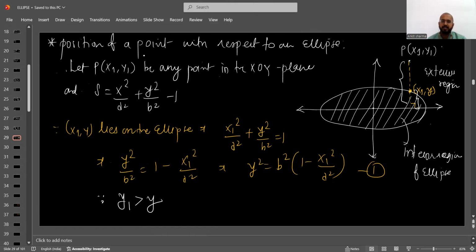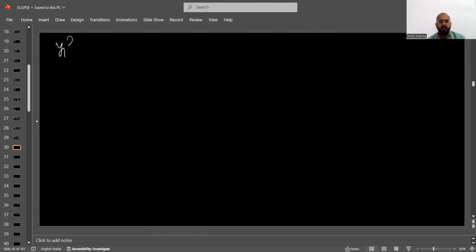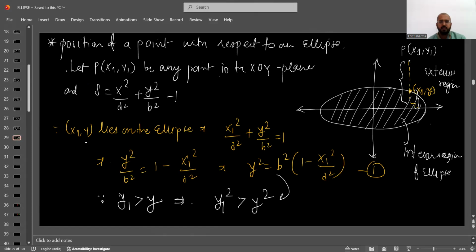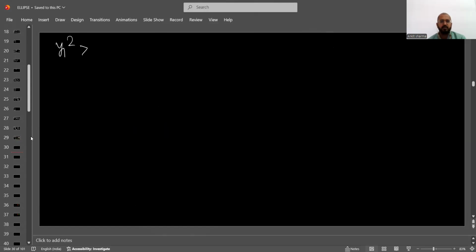If my point P is lying inside, then my y will be more than y1. It does not matter which ellipse you take; you can apply this. So y1 is more than y, which implies, since I have to deal with y square, I'll be squaring this. So y1 square will be definitely more than y square. Now I'll plug in y square and compare. So y1 square is more than b square into (1 minus x1 square by a square).